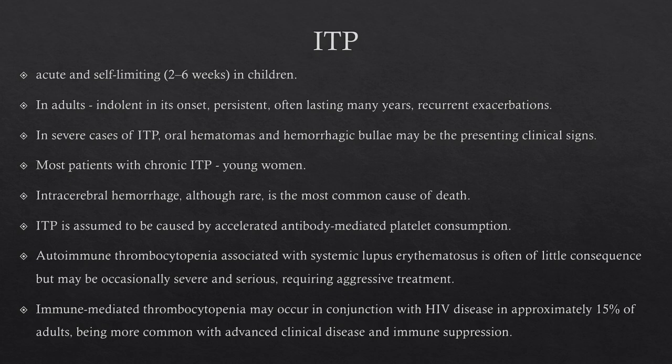Idiopathic thrombocytopenic purpura is usually self-limiting in children, but in adults it is indolent, usually common, with sudden onset and persistent. It usually lasts for many years with recurrent exacerbations. In severe cases of ITP, oral hematomas and hemorrhagic bullae may occur, which are clinical signs. Young women are mostly affected. Intracerebral hemorrhage is rare, but it is the common cause of death. It's usually caused by accelerated antibody-mediated platelet consumption.